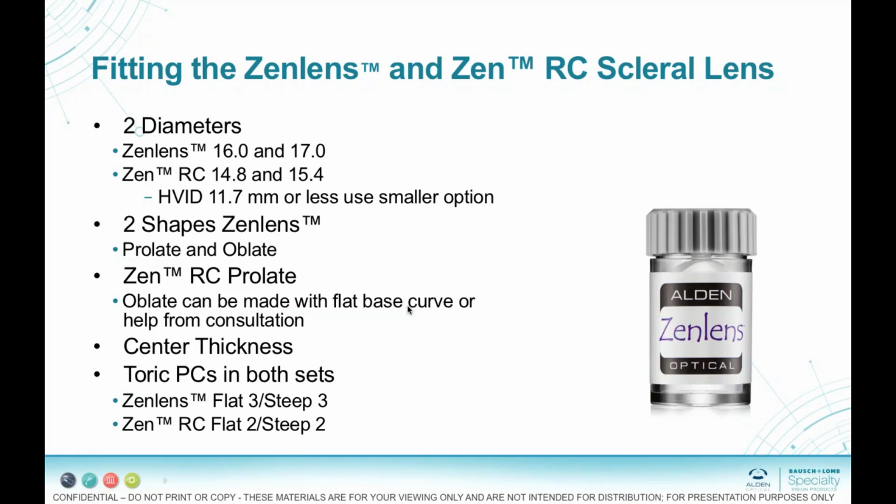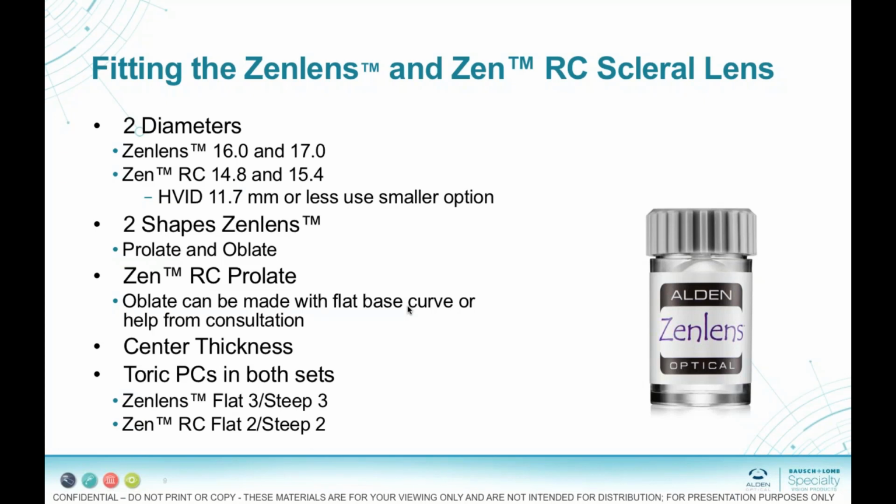Again, within the XenLens set, there's two shapes for prolate and oblate eyes. Within the XenRC system, the lenses all have a generally prolate shape, although it's not as prolate as XenLens. Because XenLens was designed mainly for keratoconus on the prolate side and for refractive on the oblate side, the prolate series happens to be fairly steep centrally. The XenRC design, even as a prolate lens, is not quite as steep.